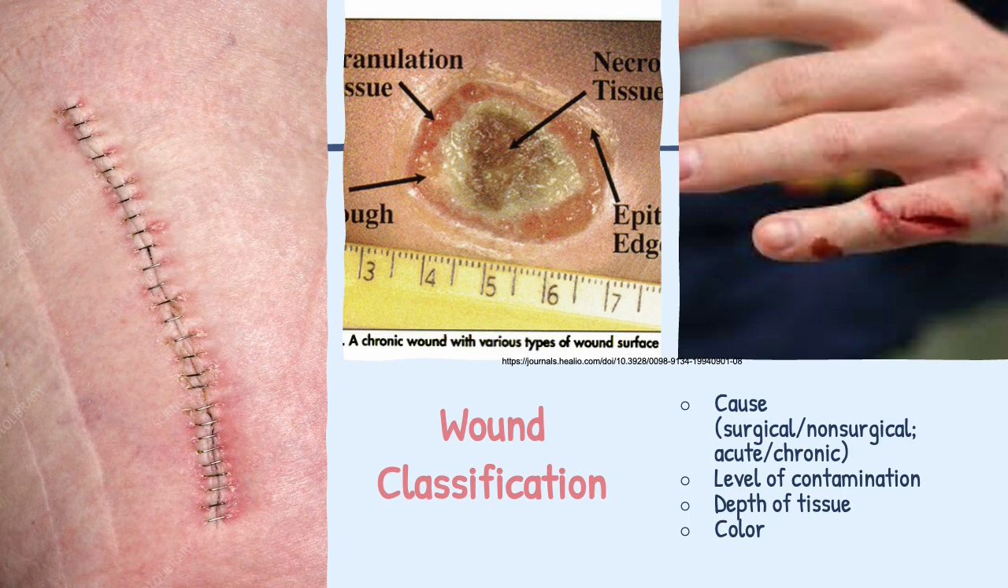There are also several variables that can be used to classify wounds. They can be classified by the cause, so they can be surgical or non-surgical. They can be acute wounds or chronic wounds, and they can also be classified by the level of contamination that's present. The depth of the tissue affected can also be a classification, being superficial, partial thickness, or full thickness. Another one sometimes used clinically to classify open wounds is based on the color of the wound, be it yellow, black, or red. So you would be looking at this and assessing these factors when you're doing wound assessment and also documenting it.